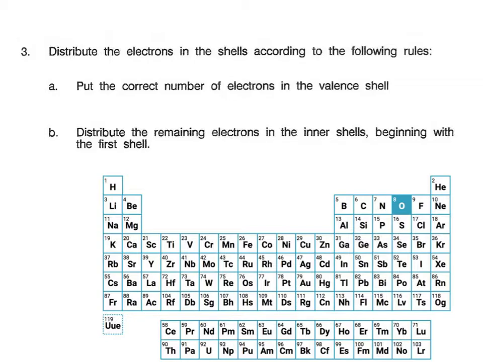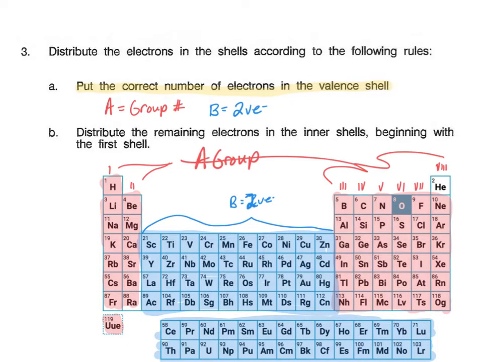Now we need to figure out how many electrons to put in each of those shells. We always start this process by putting the correct number of electrons in the valence shell. How do we find the valence shell? Again, it depends. If it's a group A, it'll be given its group number. If it's a group B, it'll have 2 valence electrons. For example, for oxygen, we know that we have 6 valence electrons because it's in group 6A.